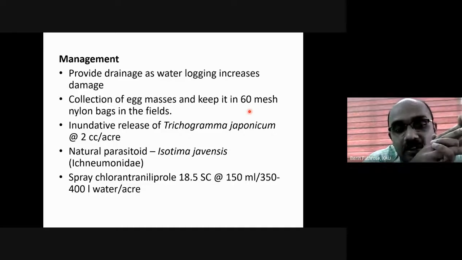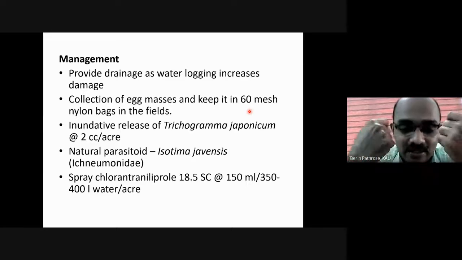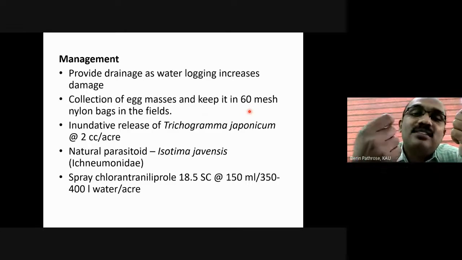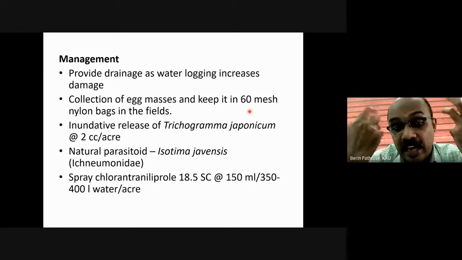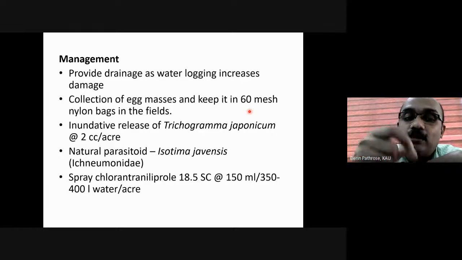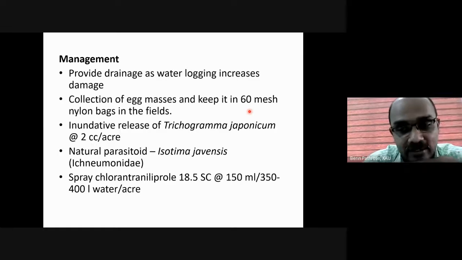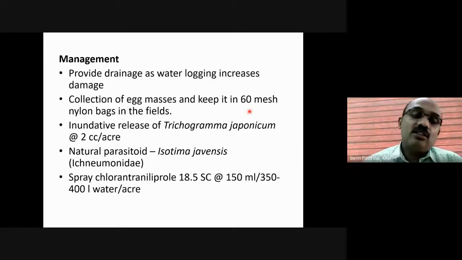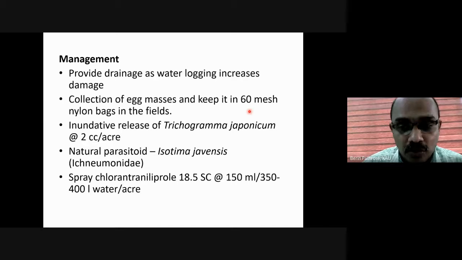Keep it in that. So what will happen is that the parasitoids emerge from the parasitized eggs, and because of the smaller size of the parasitoid, it can come out of the nylon bag. But even if the egg hatches, there can be unparasitized eggs, and the larvae cannot come out because larvae are slightly larger in size and cannot come out of the 60 mesh nylon bags. So this is one practice which is recommended, collection of egg mass and keeping it in 60 mesh nylon bags to facilitate the release of natural enemies but prevent the movement of hatching larvae. Again, we can go for Trichogramma.